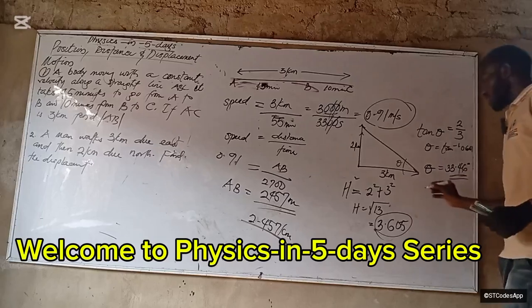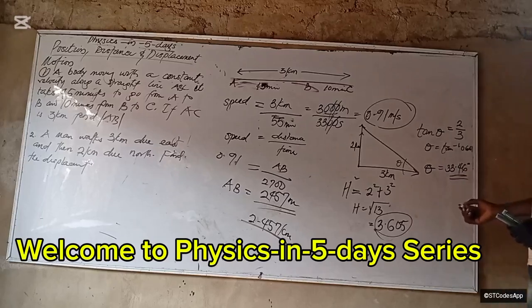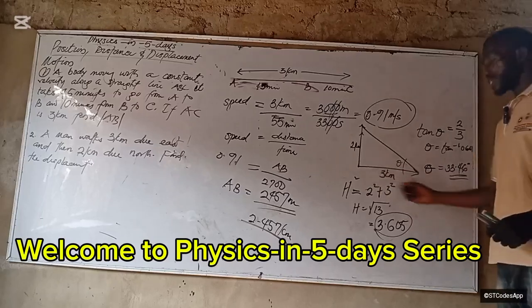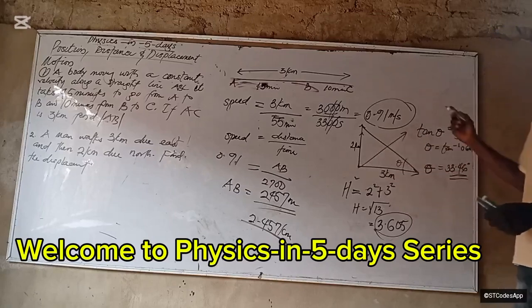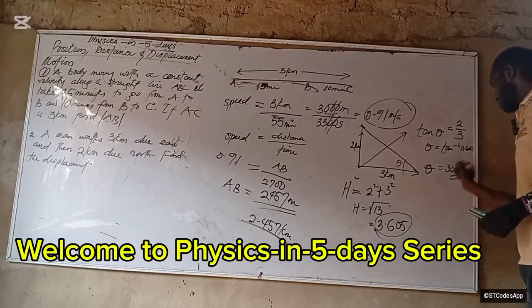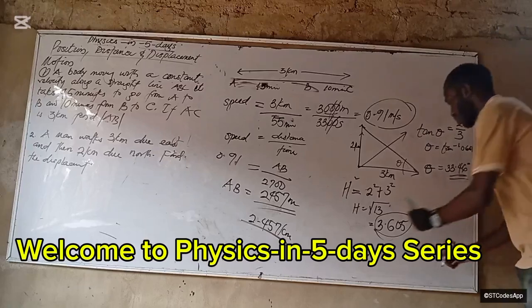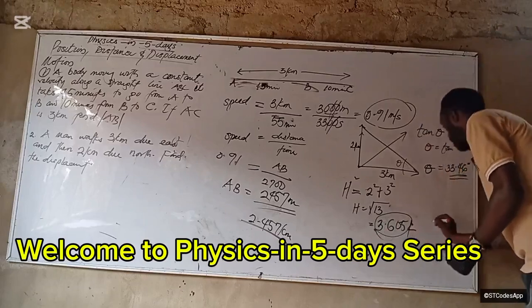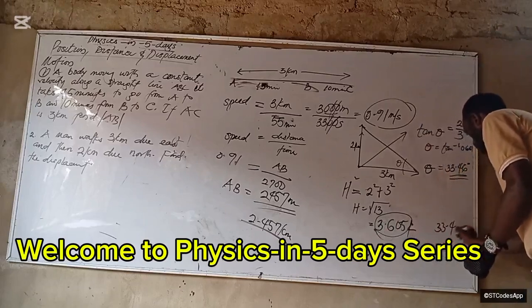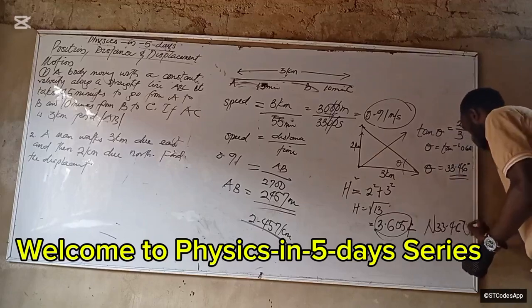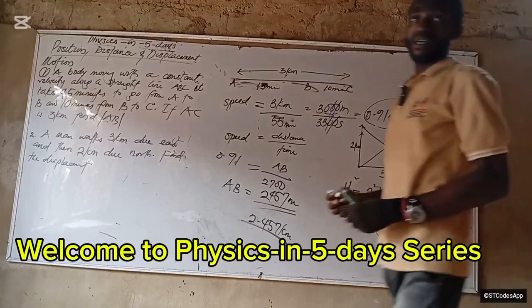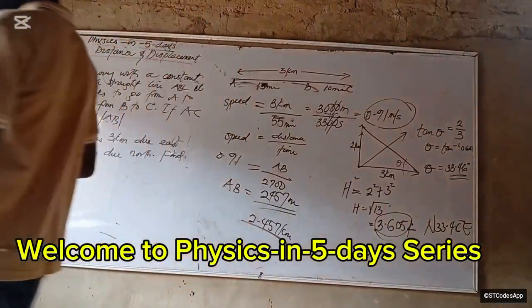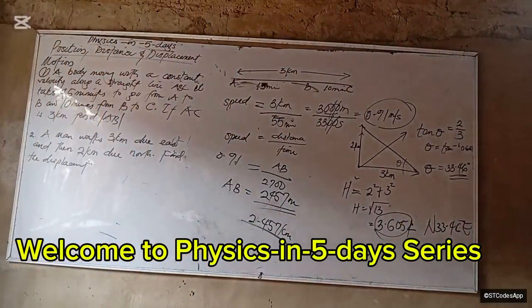So in what direction would this be? It's going north and east. That's what? Northeast. Does that make sense? So his direction will be 3.6 kilometers, 33.46 degrees northeast. Is it clear? Are you sure? Alright, the next one.